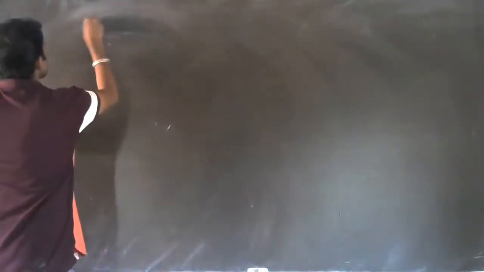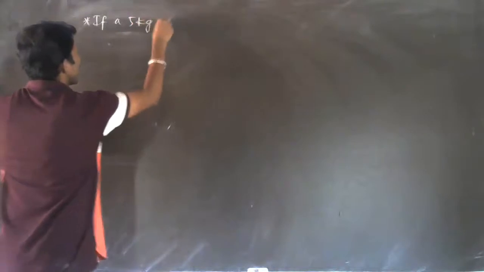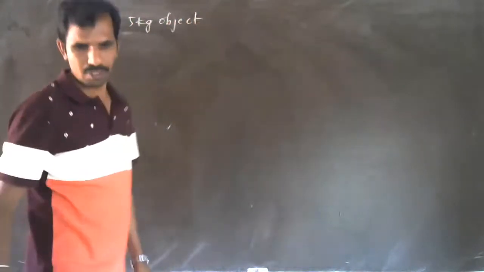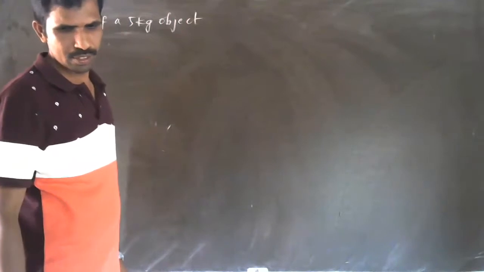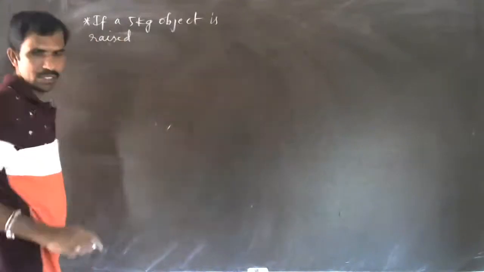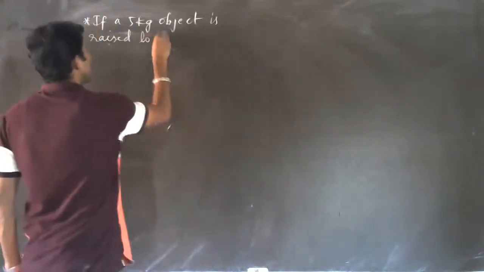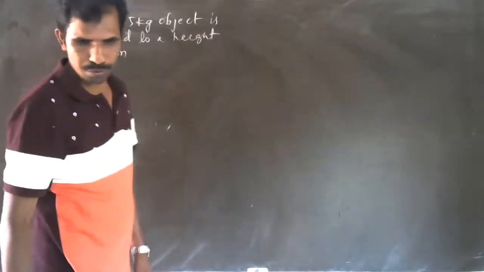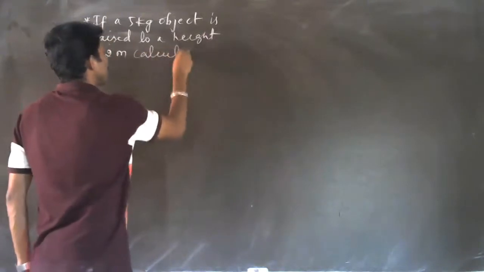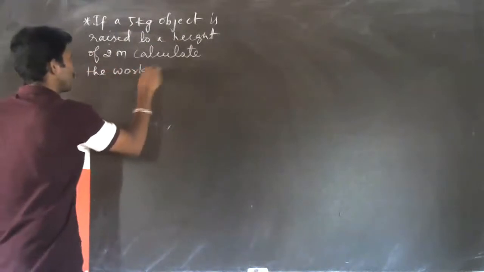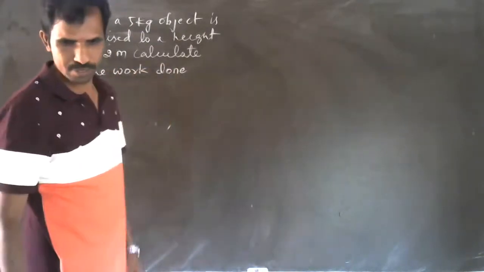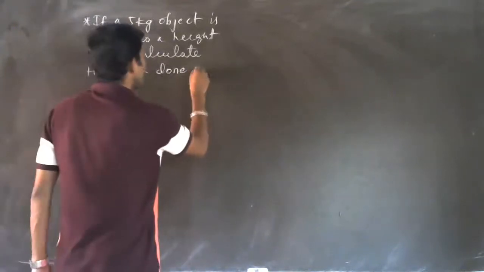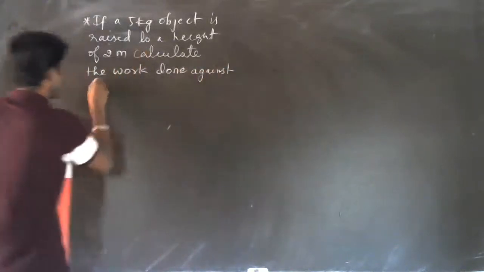If a 5 kg object is raised to a height of 2 meters, calculate the work done against the force of gravity.